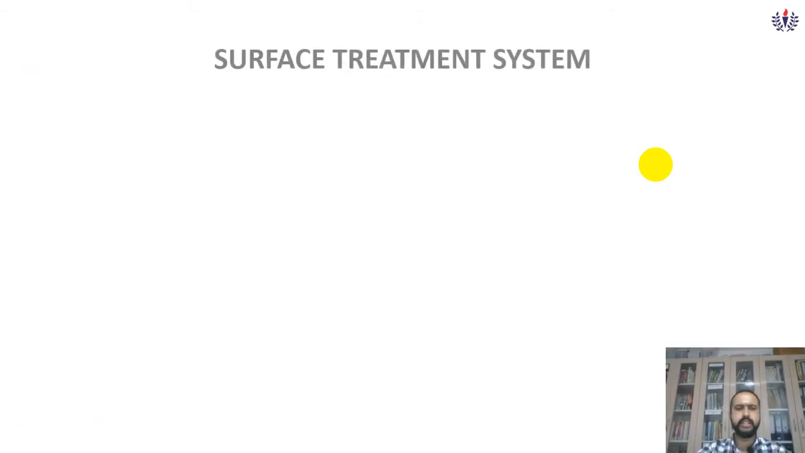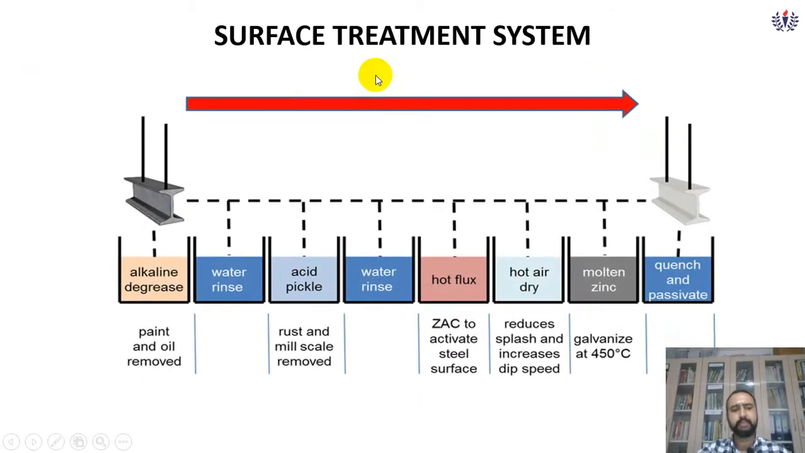In detail, you can see the picture here. In this there is a metal. First we are going to degrease it. The degreasing process is nothing but removal of paint and oil. Then once again we rinse in water. Then we dip it in acid, or pickle, so that the rust and scales may be removed. Then once again we rinse it in water.